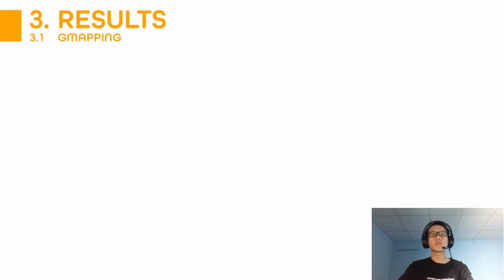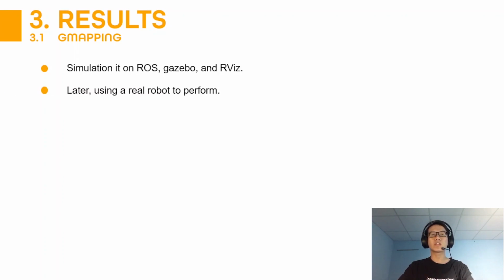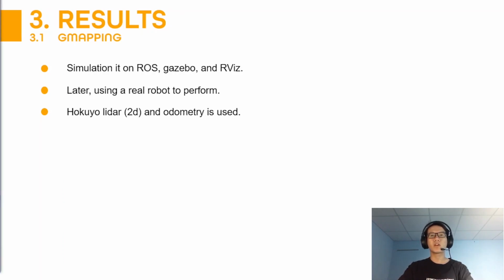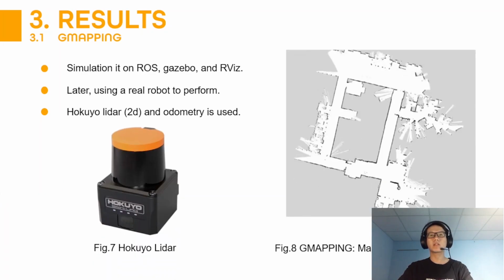Okay, we move on to the results section. I want to show you simulation results. For gmapping, we have performed using ROS, Gazebo, and RViz. Later, we executed using a real robot. In this experiment, lidar and odometry are used. The result is shown in figure 8. This is the map that was created when using the gmapping algorithm.